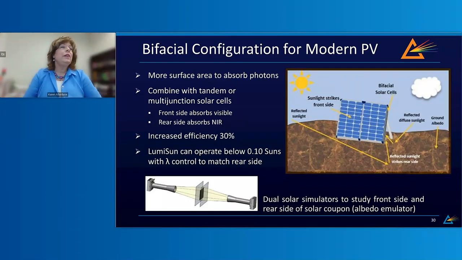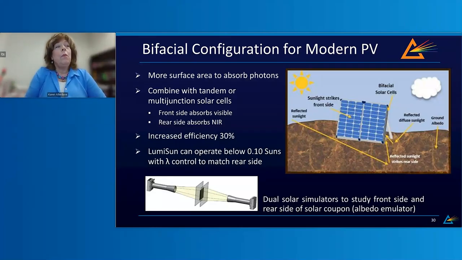So I will touch briefly on a few different configurations and types of solar simulators, beginning with bifacial. As you see, the picture on the right shows sunlight not only hitting a solar cell from the front surface, but the cell also has the capability of being illuminated on the rear side, functioning bifacially. So this technology makes use of light from all directions and is often combined with tandem or multi-junction cells as well to achieve greater efficiency.